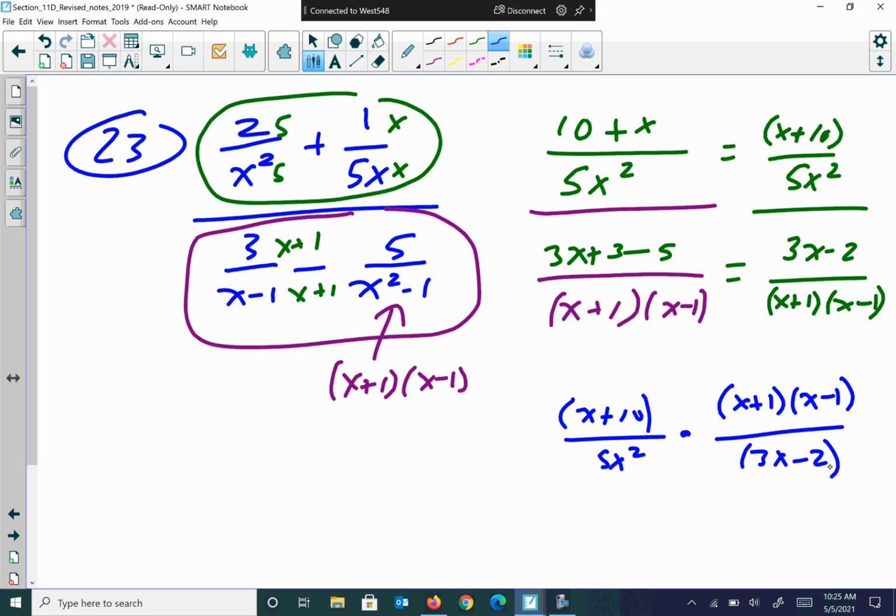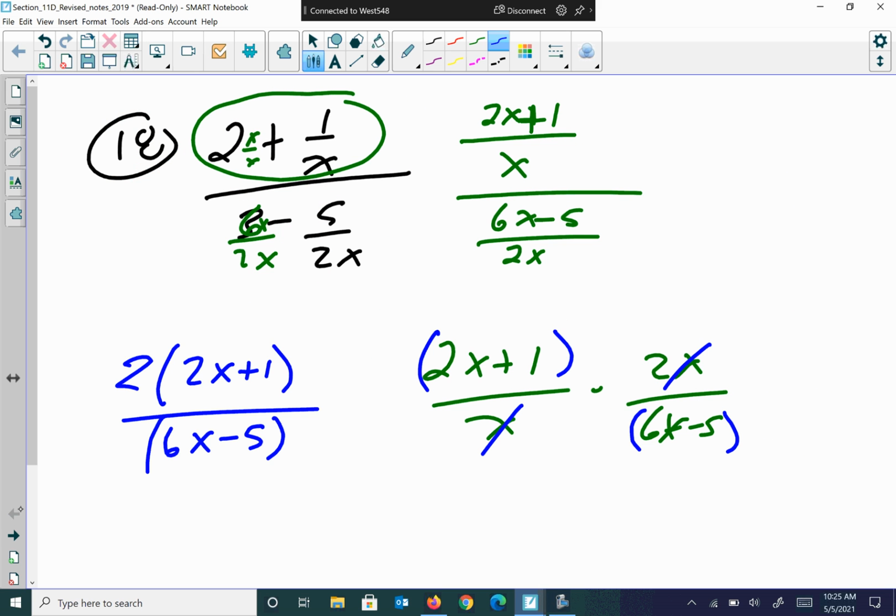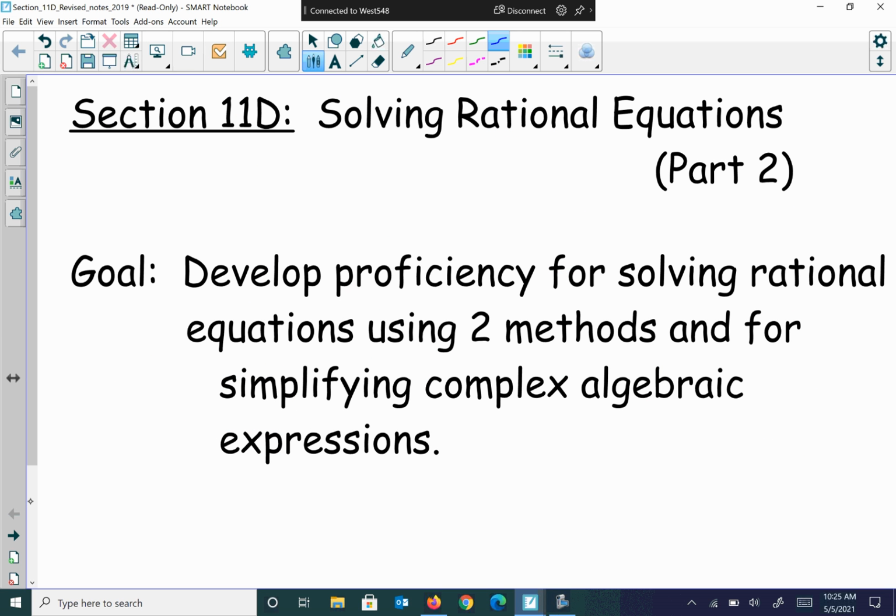So you get your packet of notes out, and so we can go through it. We're looking at doing 11D, solving rational equations.